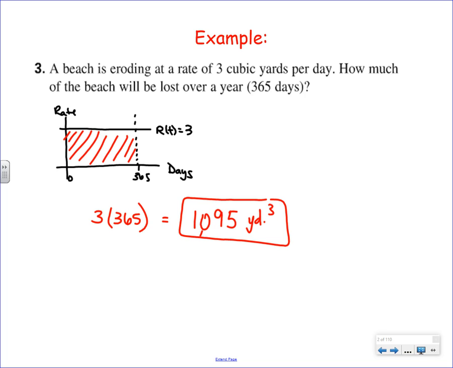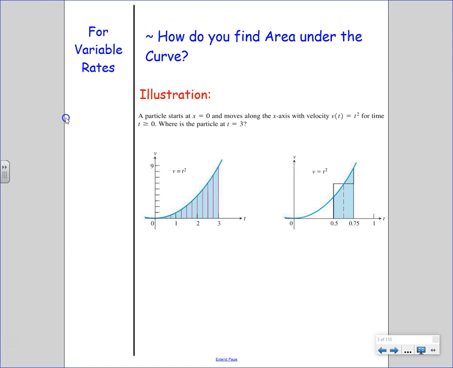This would be the same thing as the definite integral from 0 to 365 of 3 dt. Technically, it's still just distance equals rate times time, but the struggle is we're not really doing distance, now we're doing cubic yards. So we're doing amount equals rate times time. But we still find the area, and it was as easy as the time times the rate.